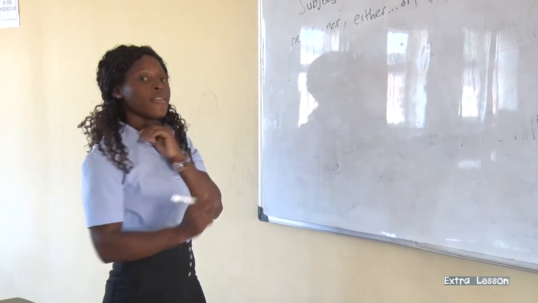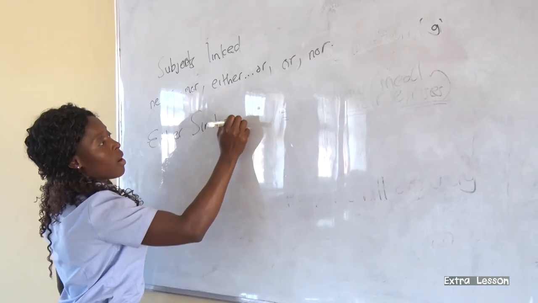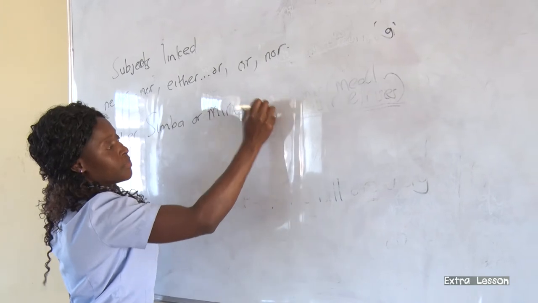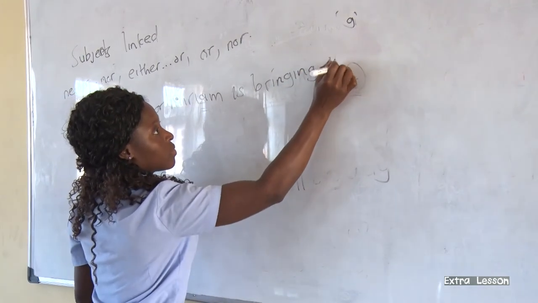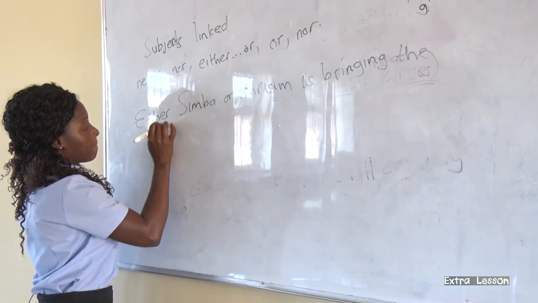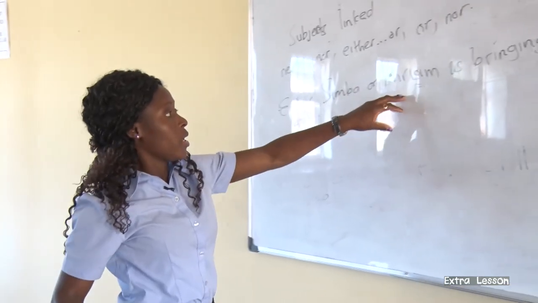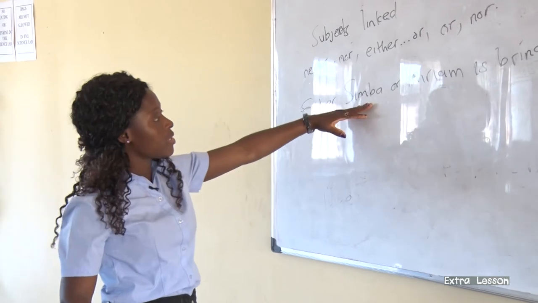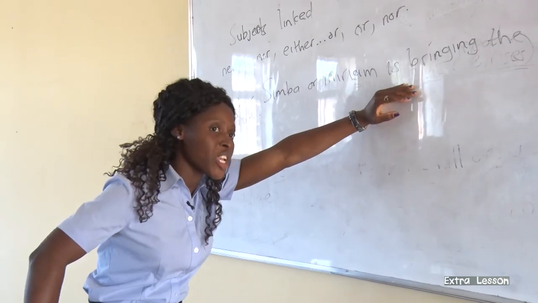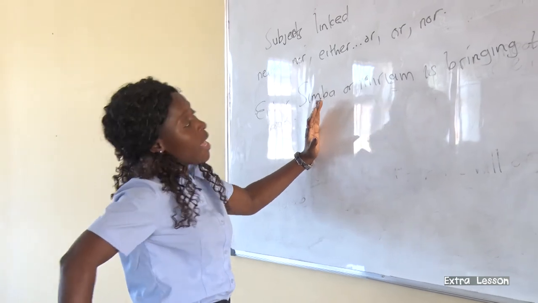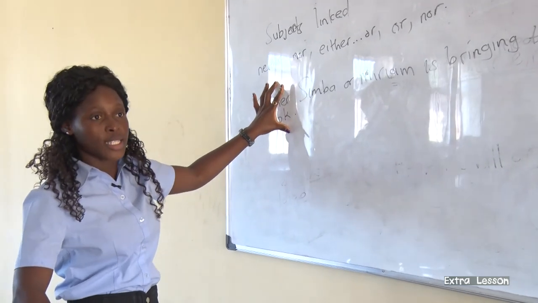What am I saying? Maybe we have a sentence like, either Simba or Miriam is bringing the book. Either Simba or Miriam is bringing the book. We have Simba and we have Miriam. So most learners end up putting are, of which these things are separate. The subject Simba and the subject Miriam have been separated by or and either. So always use the singular.